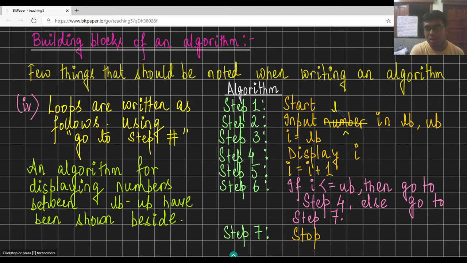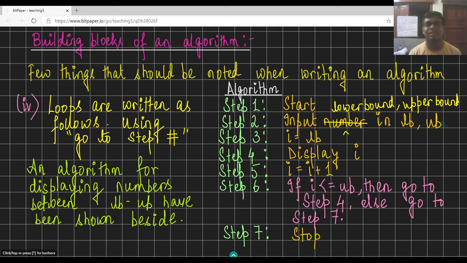Input lower bound, comma, upper bound in LB, comma, UB, and because I don't have space, assume that I've written respectively, right? You could break this up into 2 steps. That's completely up to you because algorithms are flexible. So in step 2, I'm addressing the first aspect of a program, that's the input.